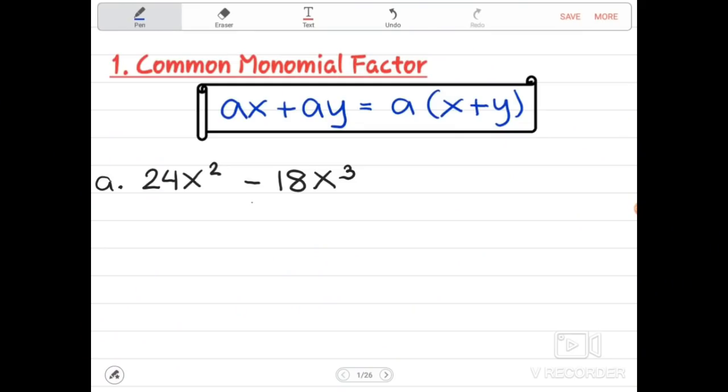In this video, we are going to discuss common monomial factor. The formula will be ax plus ay is equal to a quantity x plus y. So this formula is not only applicable for binomial, it will also be applicable for trinomial and polynomials, as long as we are going to get their common monomial factor. Let us try to answer the following.